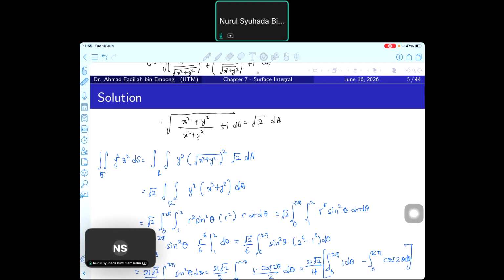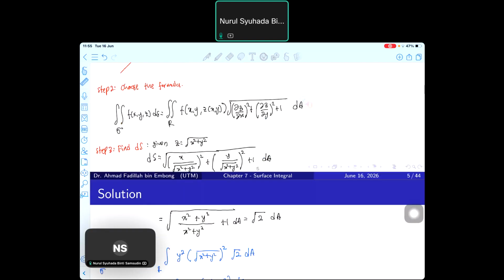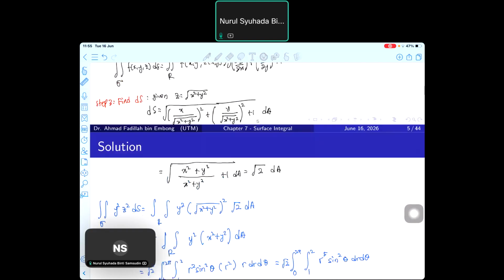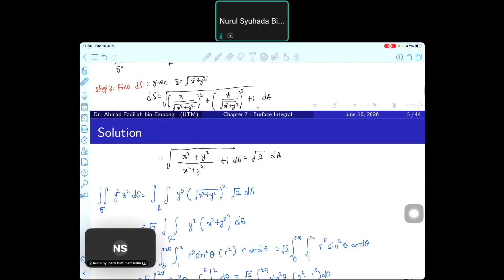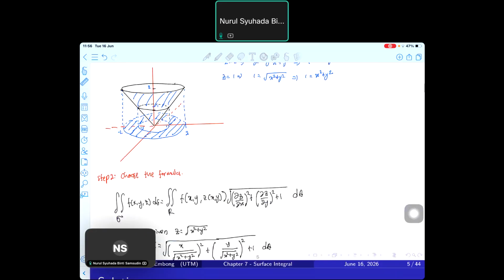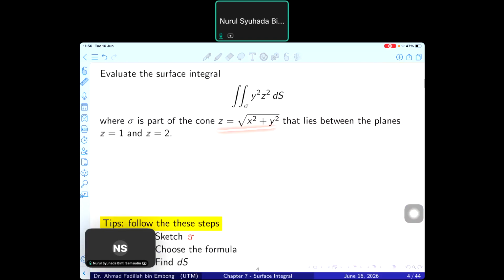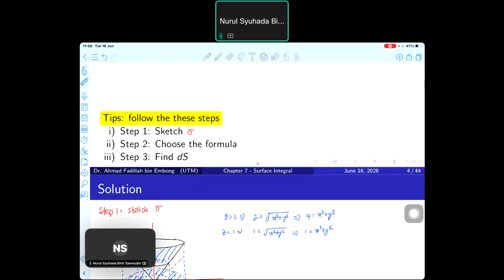To evaluate the surface integral, we are going to substitute back into this formula. What we are going to do first is replace our z in terms of x and y only. We know that z, as given here, is equal to square root of x squared plus y squared.